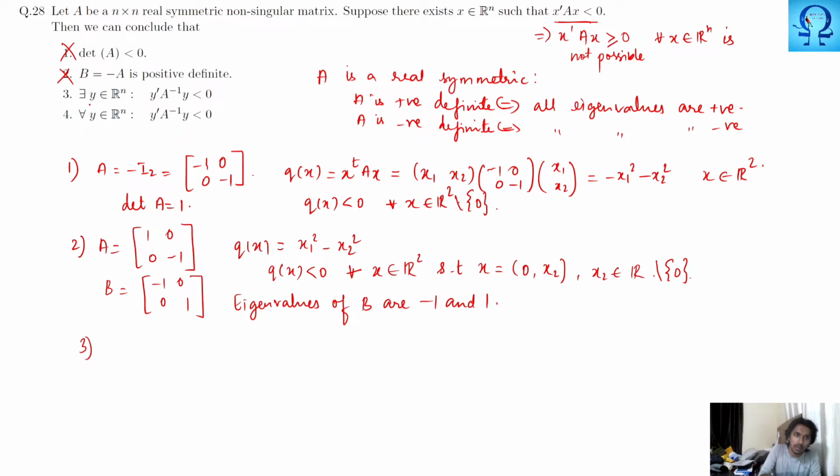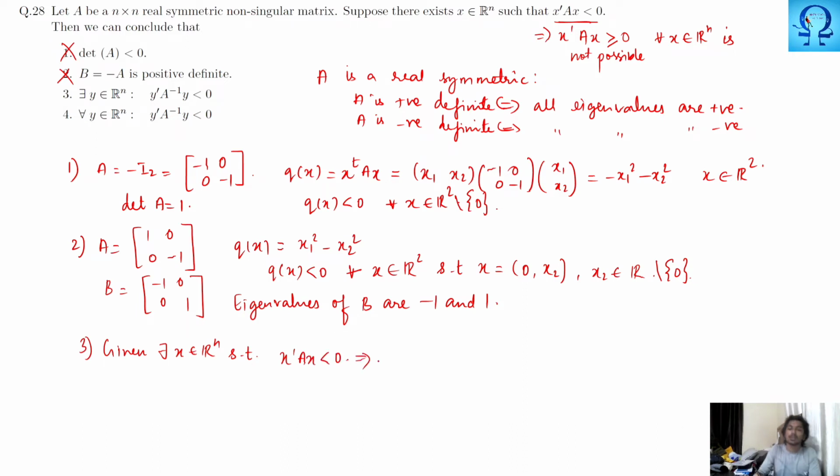Then, in the third option, there exists y in Rn, and in the fourth option, they are saying for all y in Rn. That is the main difference between the third and fourth options. If we are able to identify one such y, then option 3 is true. If it happens to be true for all y in Rn, then option 4 is true. So we will check it. Let us say in the question it is given that there exists x in Rn such that x transpose Ax is negative, right?